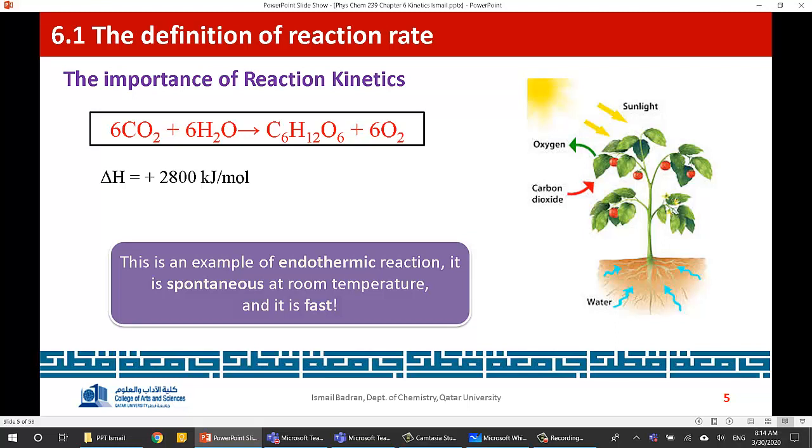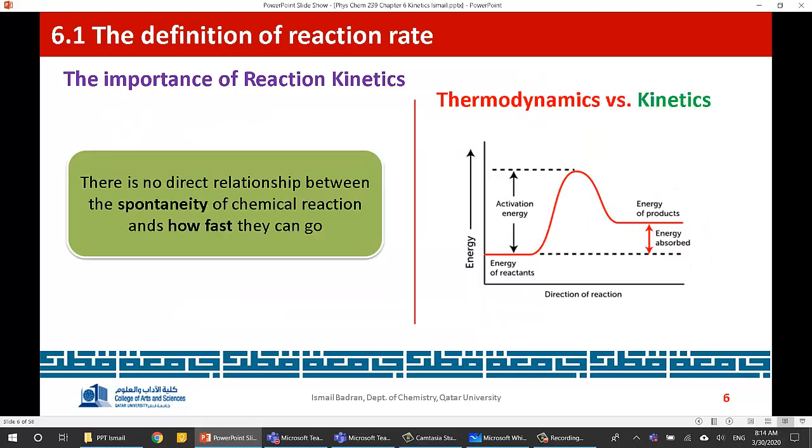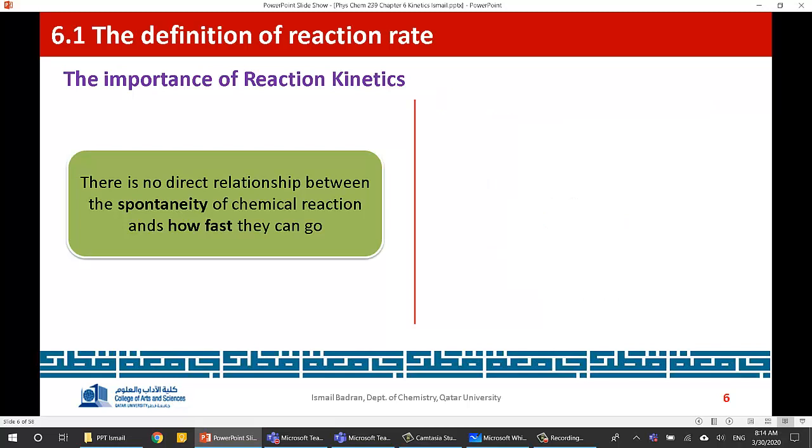So here is a new chapter in your course. It's called chemical kinetics, and we're going to talk about a few concepts here, and please do not mix these concepts with what you learned before. Delta G has nothing to do with the rate of the reaction, and delta H has nothing to do with the rate of the reaction. As I said, I'm framing this here in a green box. There is no direct relationship between the spontaneity of a chemical reaction and how fast it can go.